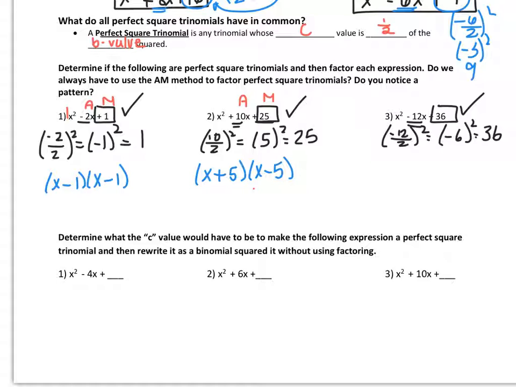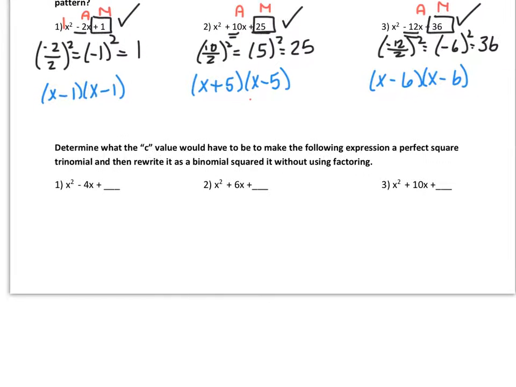And then the last one, again, we want to add to negative 12 and multiply to 36. So that is x minus 6 and x minus 6. Okay, so now what we're going to do is start from scratch. If I don't give you the c value, can you tell me what it would be?